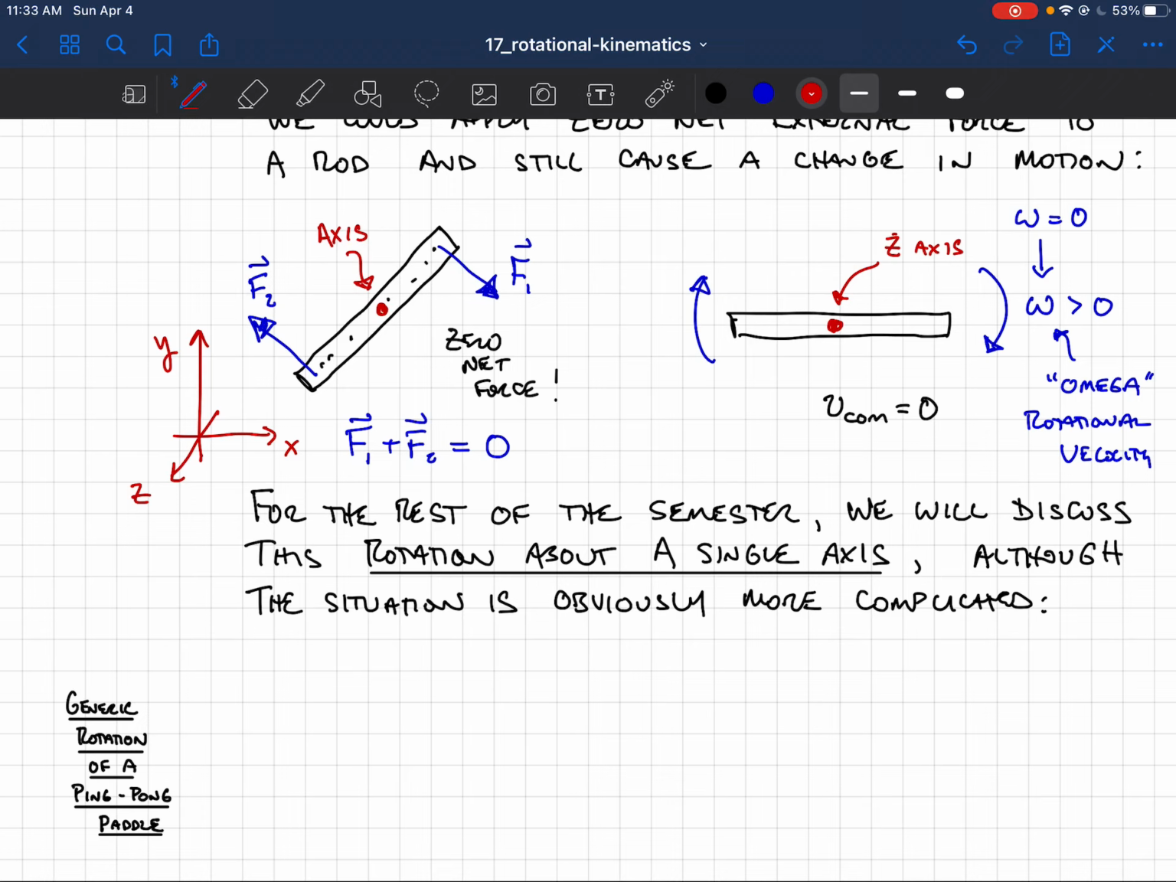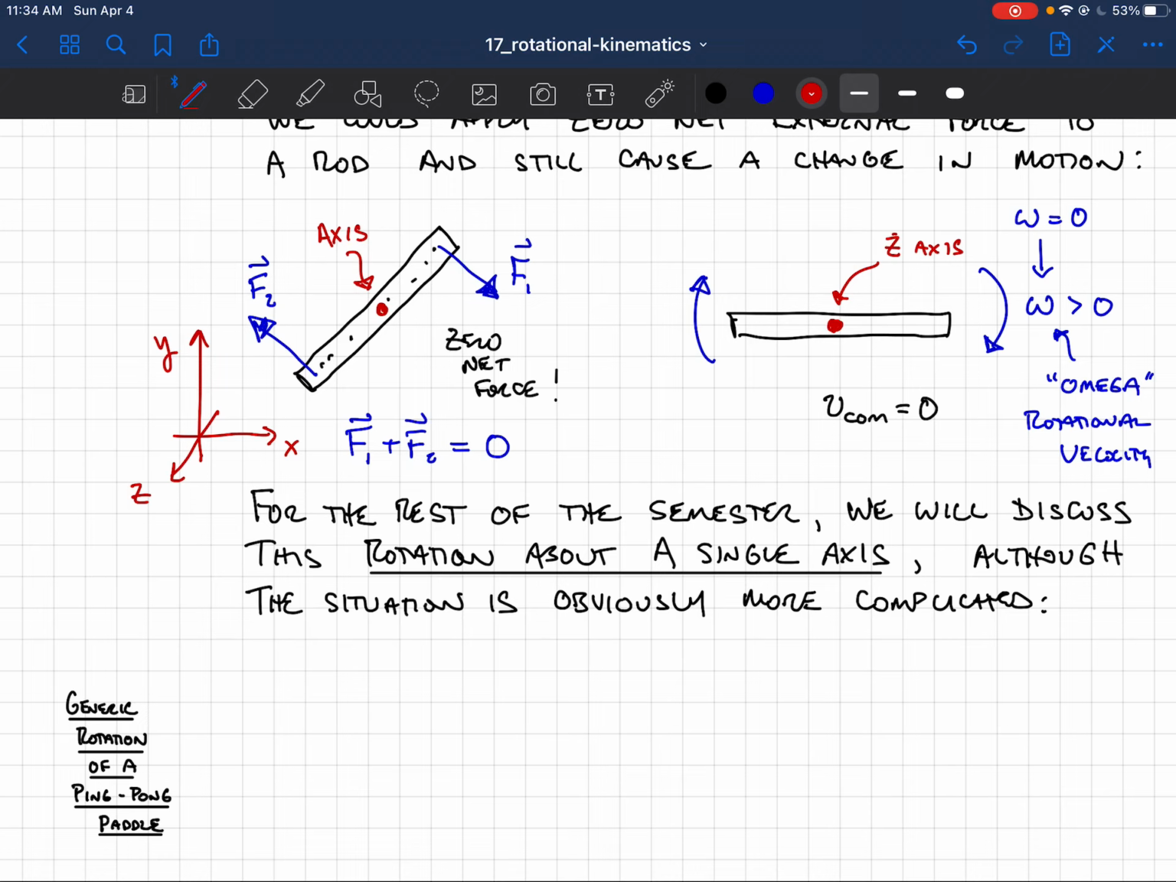So we'll talk only about objects that rotate about a single axis. We'll almost always think about that axis as this point here, meaning an axis that comes out of the page at us. So rotation about that. You could take a piece of paper, put your finger on the center of the paper, and then rotate the paper. Your finger is then the z-axis.